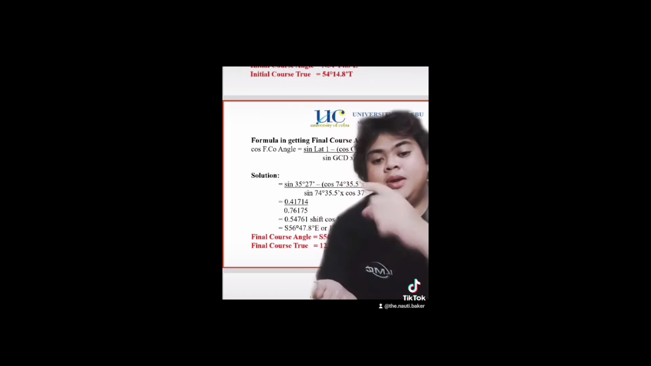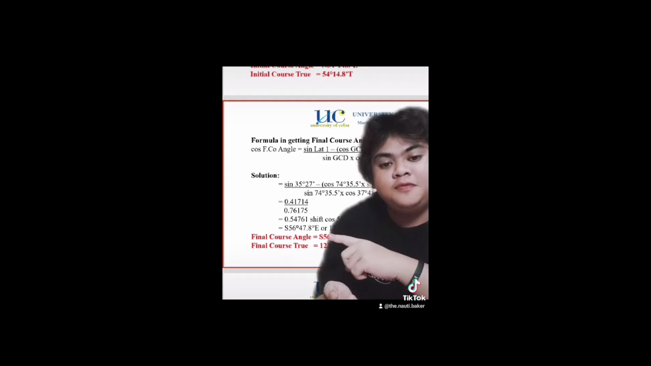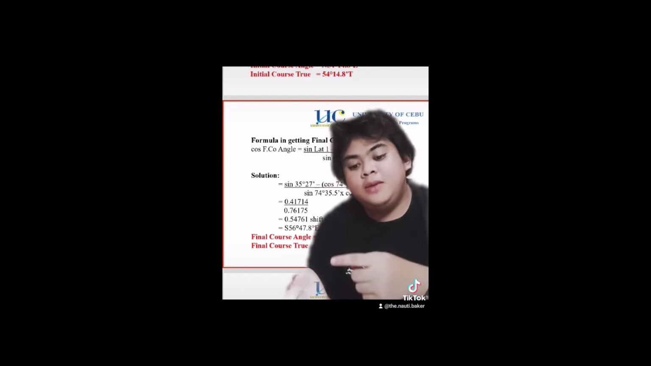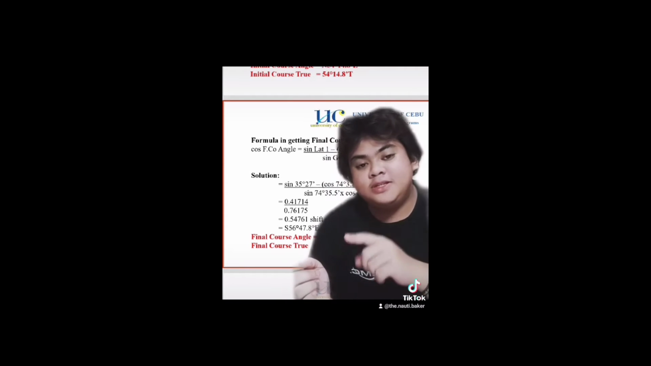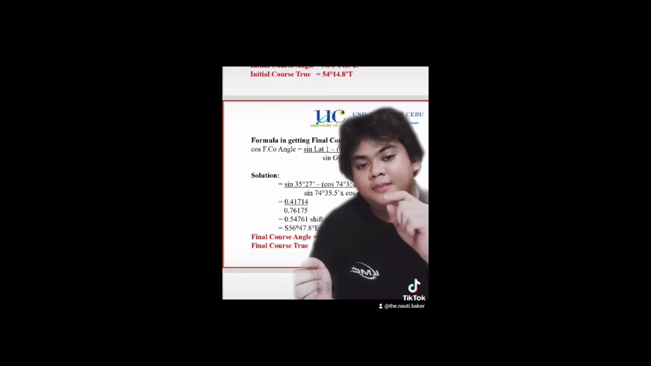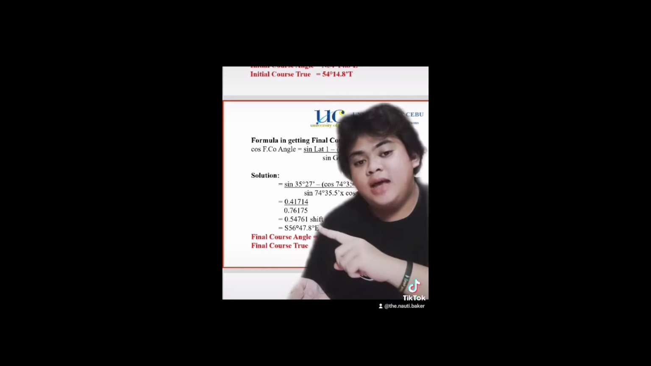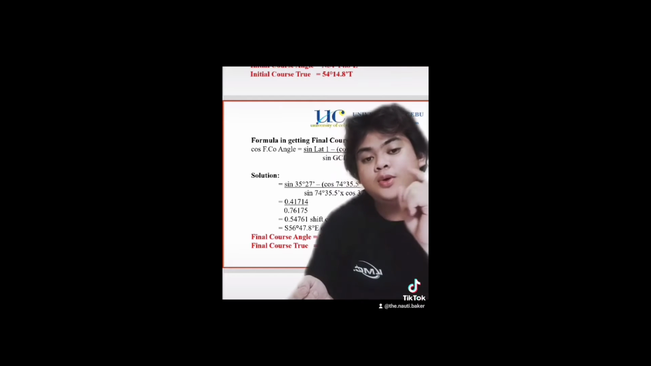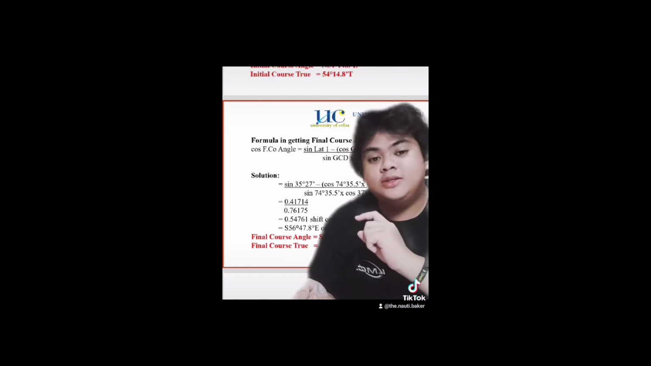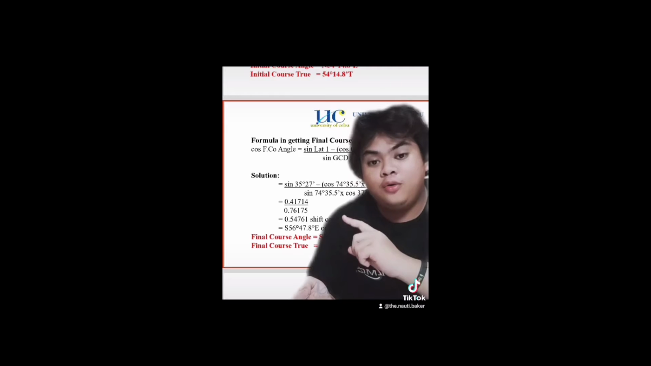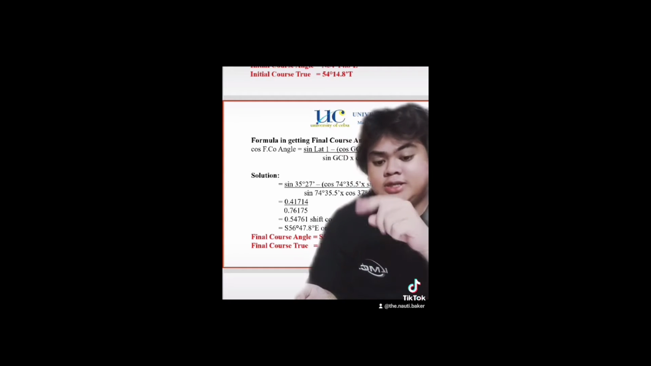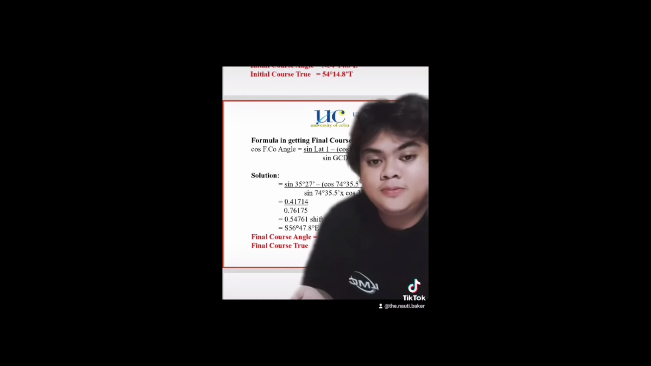For the naming of our answer, we have S 56 degrees 47.8 minutes east. We're using south because it is contrary to our lat 2, which is north, and we're using east because it is similar to our D long. So our final answer is south 56 degrees 47.8 minutes east.